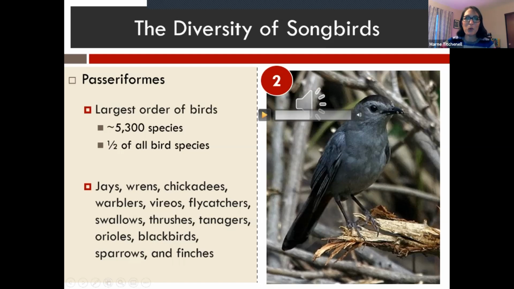Now, what you just heard was kind of pretty warbled and maybe a little garbled, and I see some people have guessed it correctly. This is a catbird. I'm going to continue playing that song, and you're going to see why it is called a catbird.